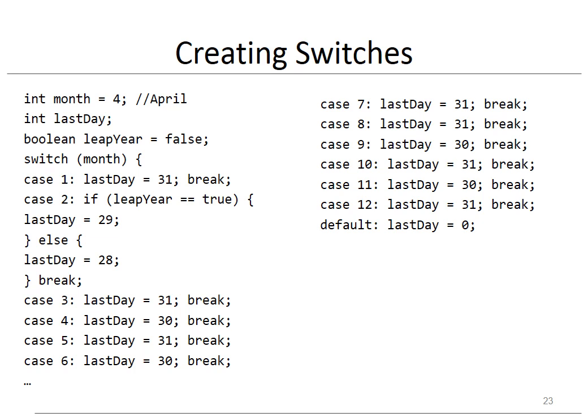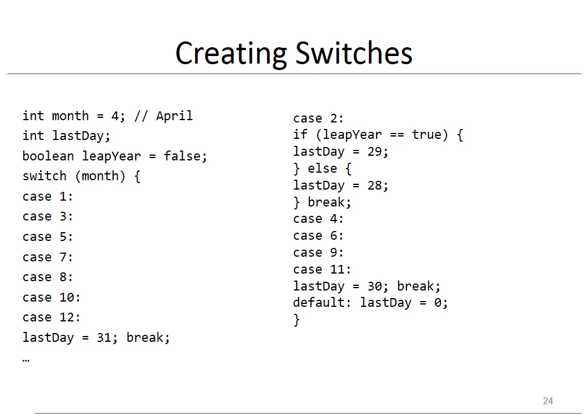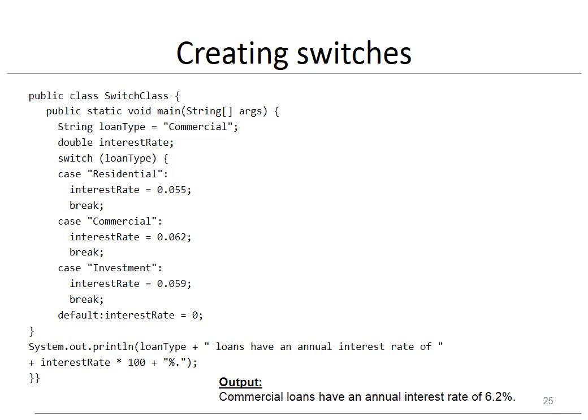The switch can be further simplified since many of the cases result in the same outcome. Here you can see the simplified version. It is obtained by lumping the months or cases together to treat them identically. In this example, we apply a switch to a loan type variable to decide upon the interest rate. You can see that it is self-explanatory.